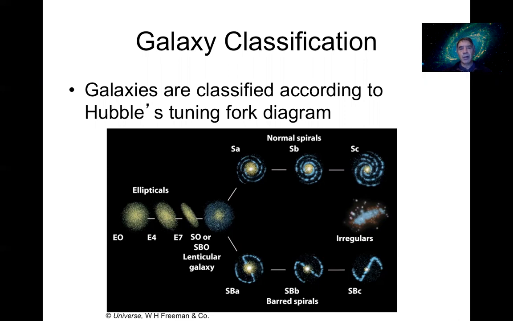And whereas obviously you can use the HR diagram to track the evolution of stars at different stages of their lives, this tuning fork diagram is not an evolutionary sequence in any shape or form. In fact, if anything, things evolve from right to left rather than from left to right.